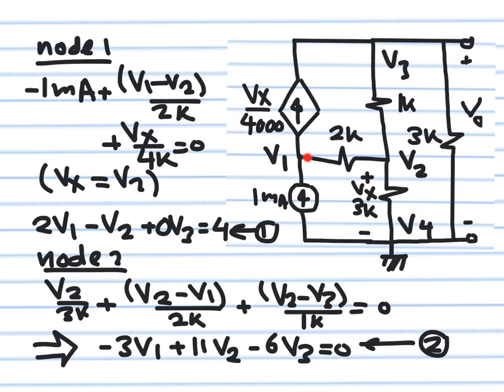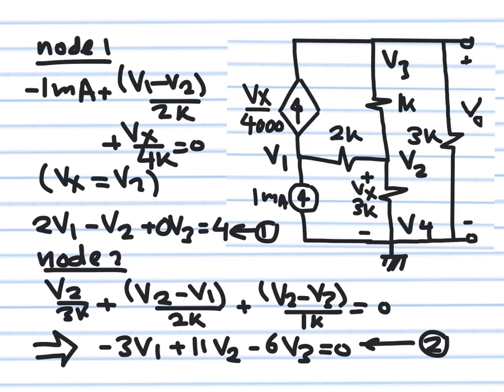Let's write KCL at node number 1. As we agreed in classes, we say the sum of all currents leaving that node equal to 0. So Vx over 4000 plus (V1 minus V2) over 2K minus 1 milliampere is equal to 0. This is the first equation here.